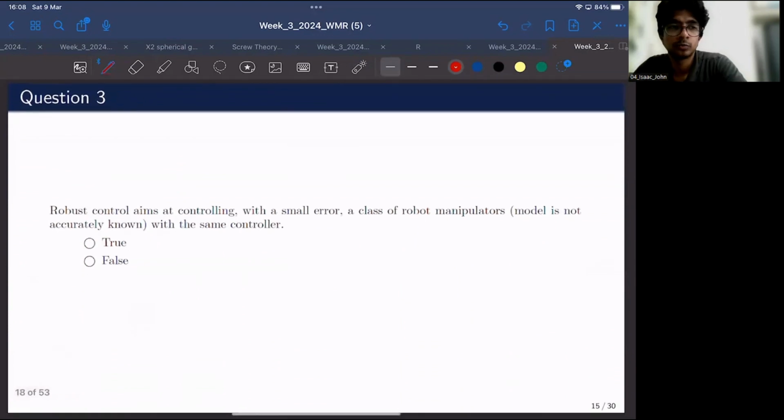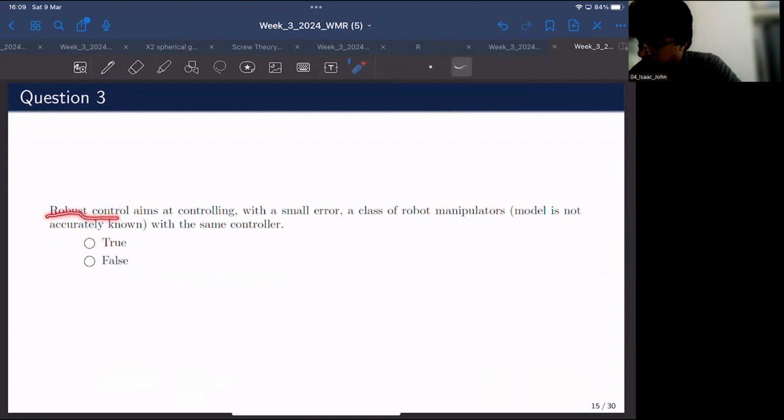Okay, now moving on to question 3. It says the robust control aims at controlling with a small error a class of robot manipulators whose model is not accurately known with the same controller. As we have earlier seen in the definition of a robust controller, if you know that the parameters of the robot lie within a bound, maybe a lower and an upper bound, the robot can still be controlled using the same controller. It does not have to take any more information into account.